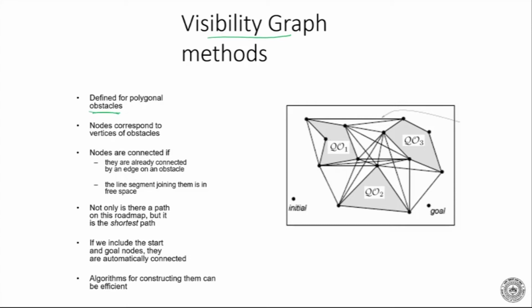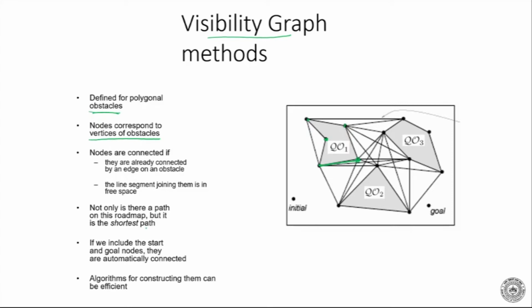These are various obstacles which you can see, Q1, Q2, Q3. The nodes correspond to vertices of obstacles. Each of these nodes is a vertex of an obstacle. Nodes are connected if they are already connected by an edge of an obstacle. So you have a node here, and this is already connected by the edge. Nodes are also connected if the line segment joining them is in free space. Not only is there a path on this roadmap, but it is the shortest path.